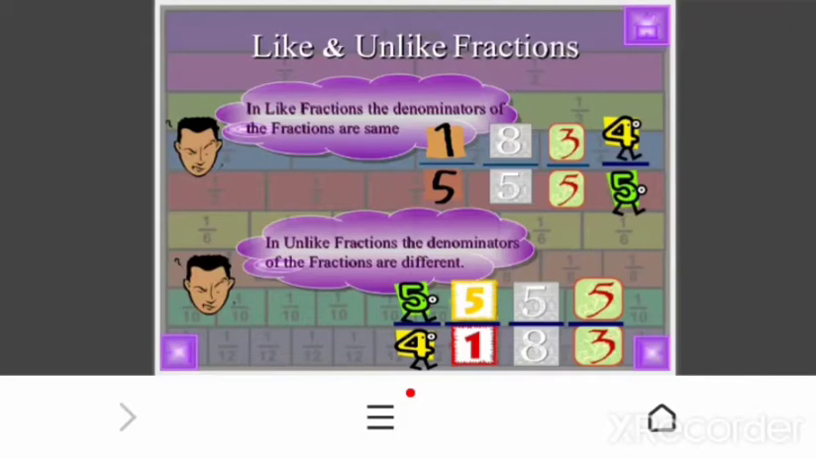And children, what are unlike fractions? In the unlike fractions, the denominators of the fractions are different, or you can say unequal, like 5 upon 4, 5 upon 1, 5 upon 8, 5 upon 3. Children, these are about like and unlike fraction.